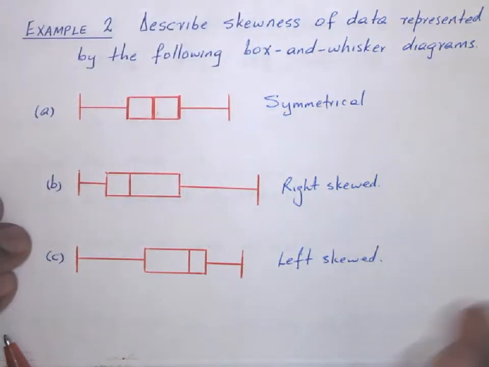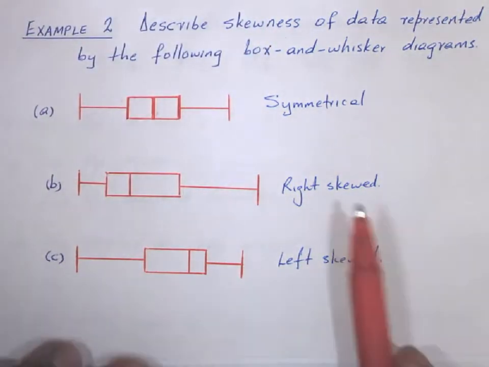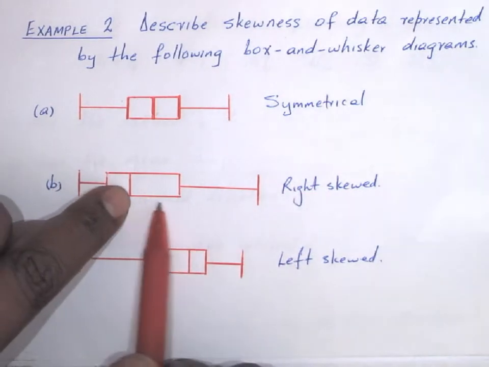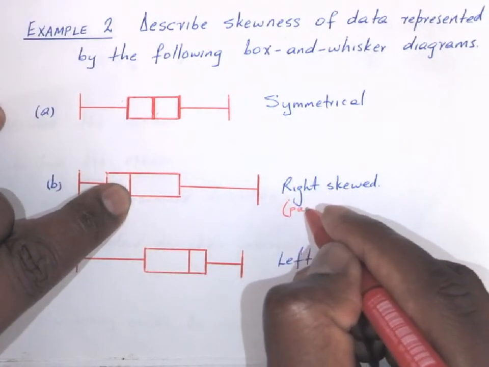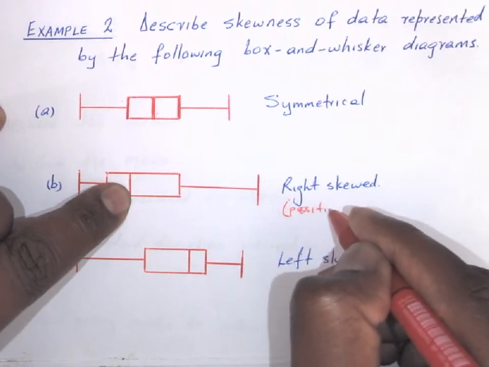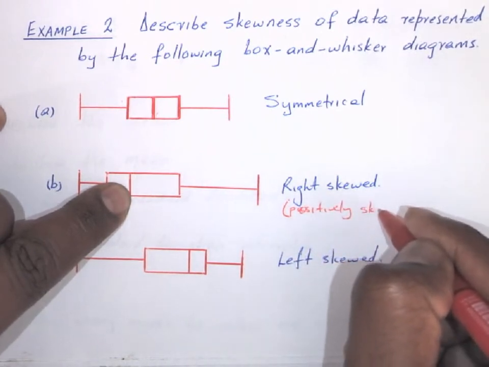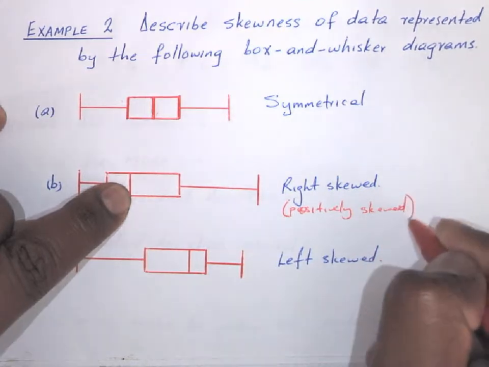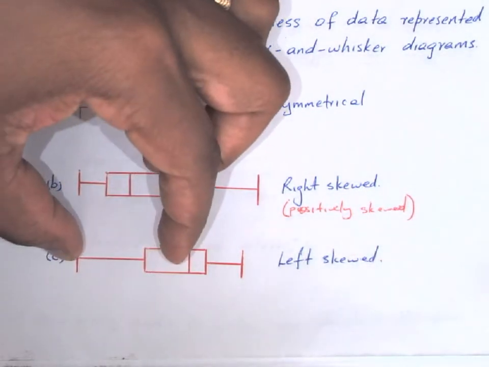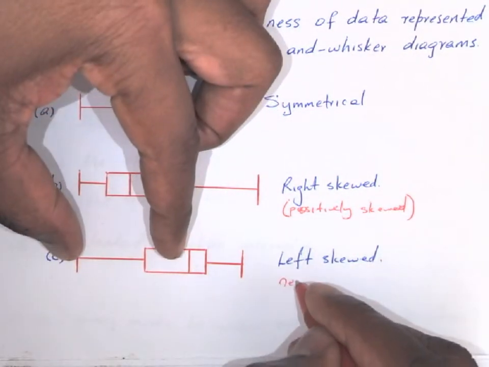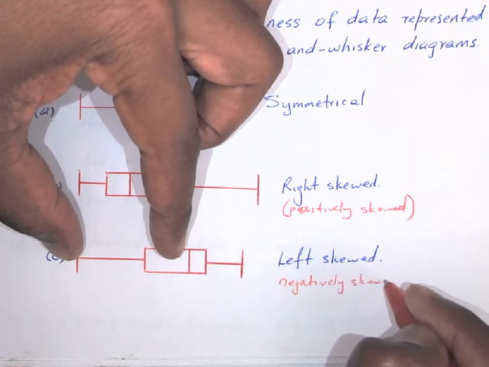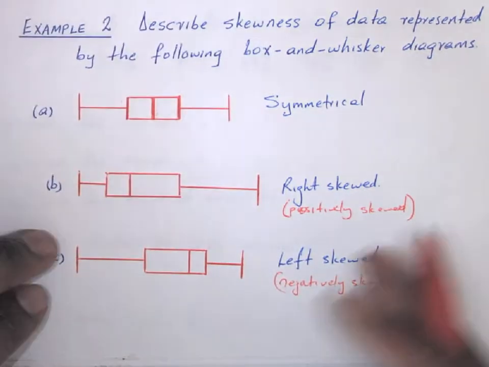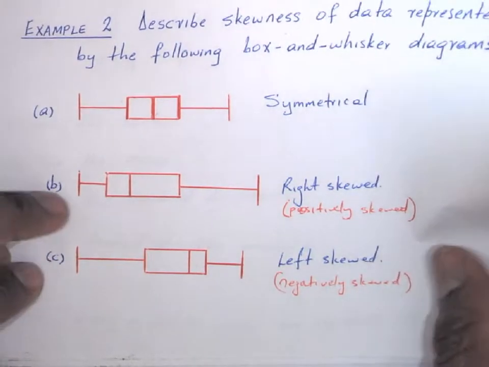Sometimes they don't use the term right skewed, because the right is on the positive side. Some people will say it is positively skewed, and then this one, where the left side is bigger, they say it is negatively skewed. Either way, you choose which one you prefer.